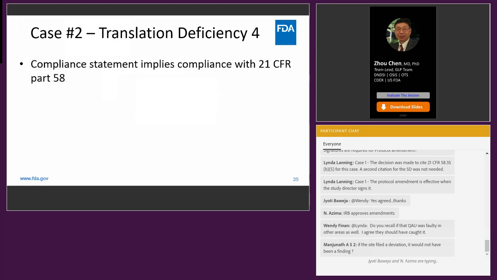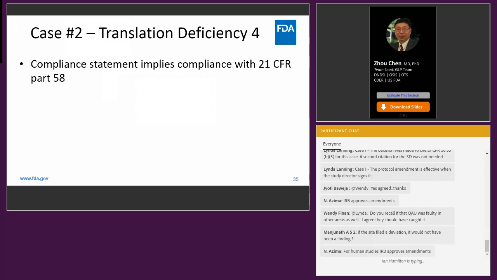Deficiency 4. Compliance statement implies compliance with Part 58 GLP regulations. For several CROs, the final report in the original language stated that their own country's GLP regulations were followed for the study, and no Part 58 regulations were mentioned. But in the translated final report, they added Part 58 regulations in the compliance statement.